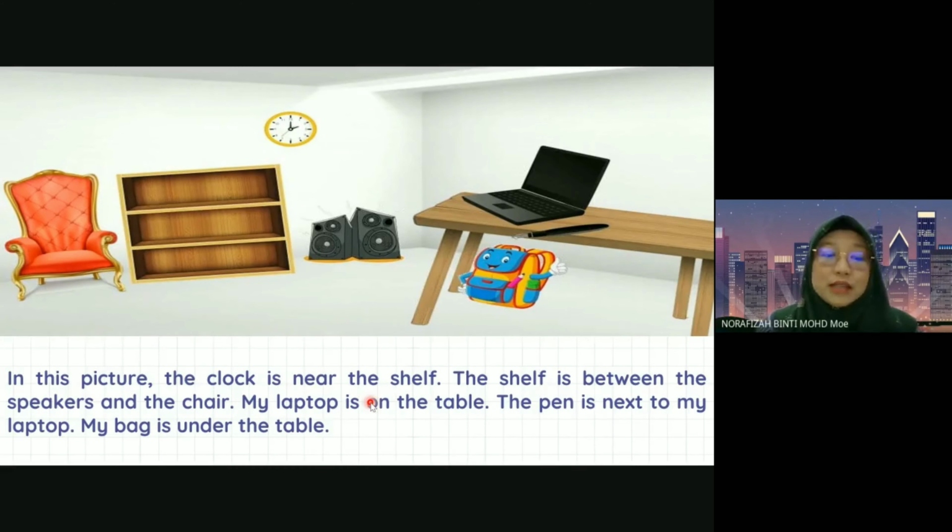So, as you can see here, yang ni teacher guna near, this one is between, this one is on, this one is next to, the last one is under. So, awak dah belajar 7 prepositions, 7 awak belajar, so takkanlah semua benda nak buat on. The laptop is on the table. The bag is on the table. The pen is on the table. Tak nak lah. Okay? Guna lain-lain. So you have 5 sentences. Use different prepositions. 5 ayat, 5 preposition yang berlainan. Okay? So, ikut suka awak.